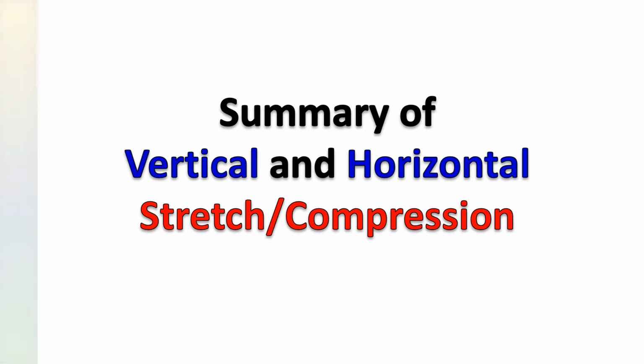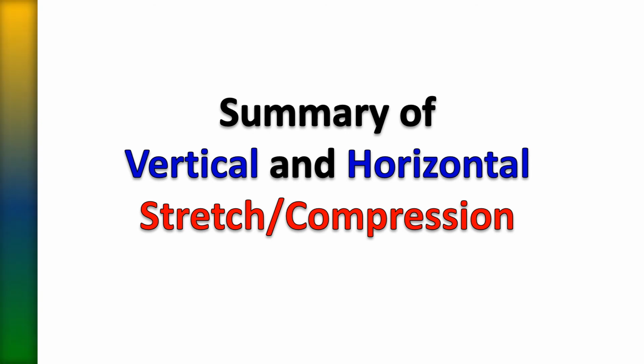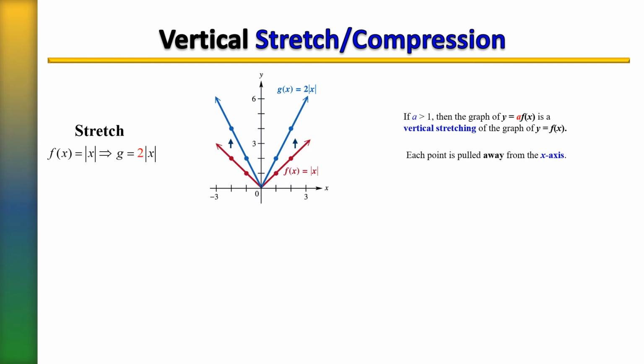So a summary of the vertical and horizontal stretches and compressions will look like so. A vertical stretch, and you'll know a vertical stretch because you'll notice that your number will be outside and it will be a number greater than 1. This is like grabbing the graph and pulling upward on it. This is a vertical stretching. Each point is being pulled away from the x-axis.